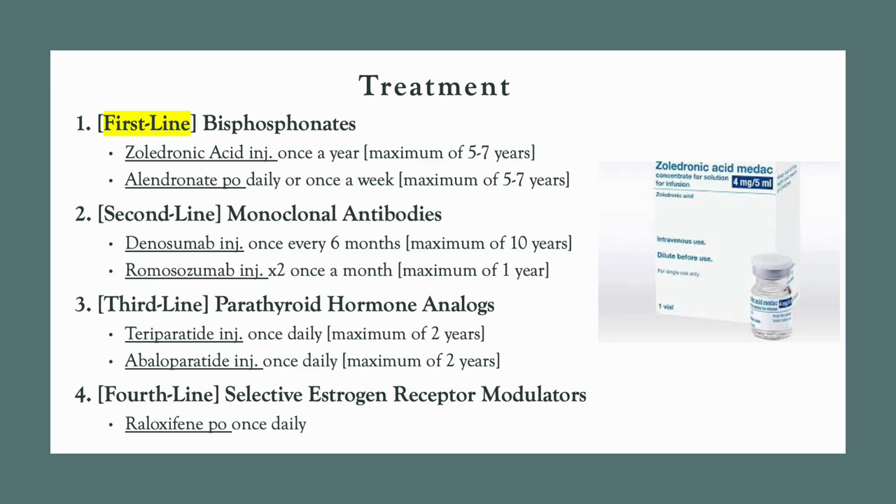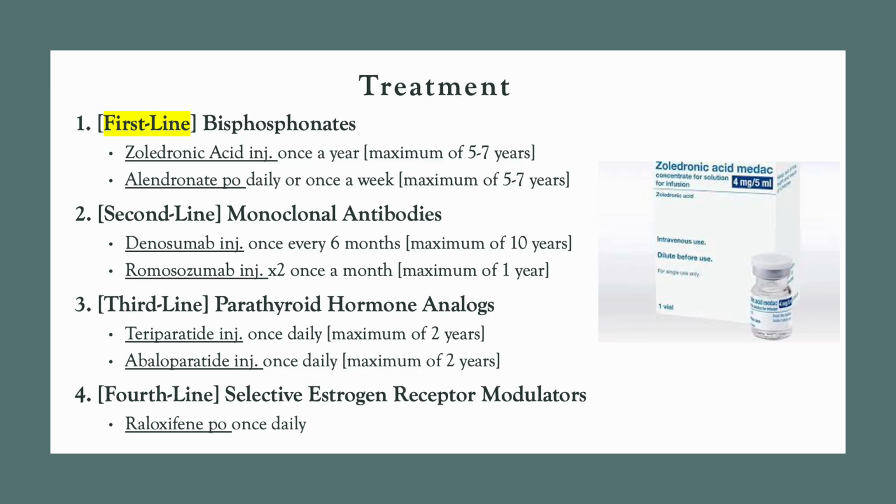Monoclonal antibodies such as denosumab or Prolia, which is its brand name, and romosozumab or Evenity, which is its brand name, are the second-line medical therapy for osteoporosis. Denosumab functions by inhibiting osteoclast and preventing bone breakdown, and it's administered as one injection every 6 months. Recent studies suggest that denosumab can be used for up to 10 years, compared to outdated research that used to suggest a 1-year maximum.